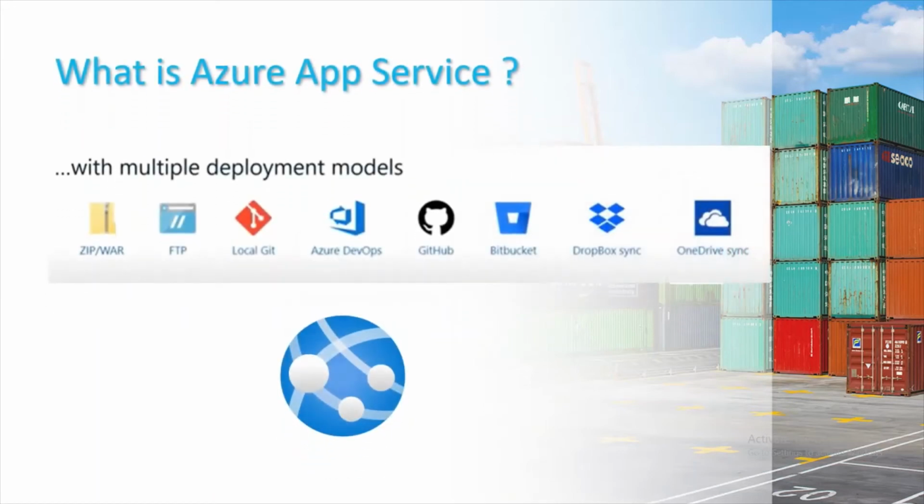And how do you want to deploy to Azure App Service? You can zip your whole application and deploy it to the Azure service. You can do a file transfer from your local machine to Azure App Service. You can push from a local Git repository to Azure App Service. You can configure your DevOps pipeline with Azure App Service using Azure DevOps, GitHub, Bitbucket, or Dropbox, where you put a file into Dropbox and Azure App Service detects it and deploys your app. So there are plenty of models for that.